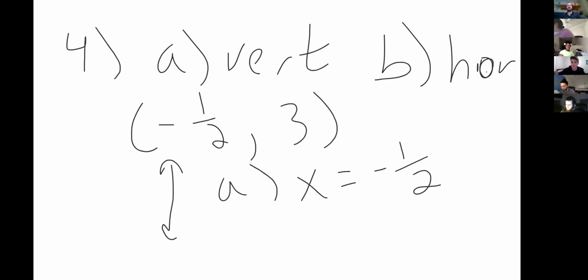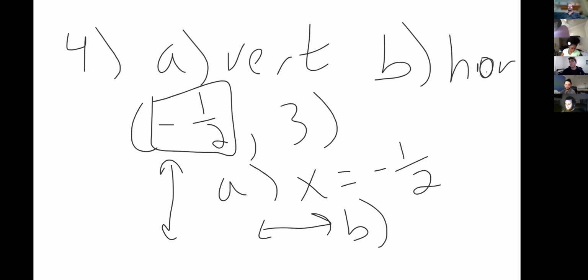So if we're talking about vertical, we're talking about this vertical line. It should look like x equals, and then we look at the x value here. The x value is 1/2. If I'm thinking about horizontal, I'm thinking about side to side. That should look like y equals 3. This is the other variable that's not the x. That should look like y equals, and my y value here is 3.